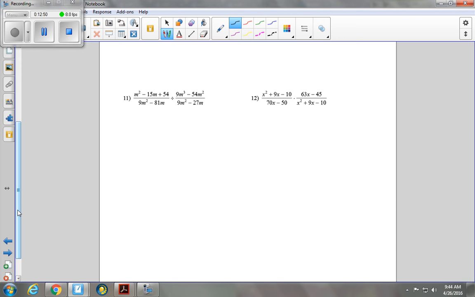So we got the same thing now, but it's not in that nice factored form that we had before, right? So what we want to do is factor this, but let's flip it first. We know we need to flip this because we're dividing. So let's rewrite this whole thing: m squared minus 15m plus 54 over 9m squared minus 81m, times, and now I'm flipping it, on the top I've got 9m squared minus 27m over 9m cubed minus 54m squared.